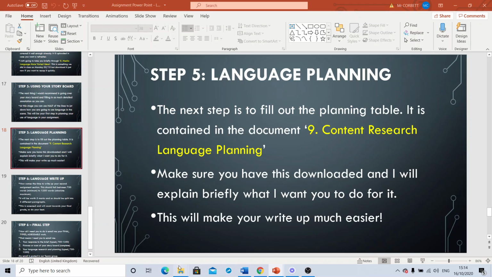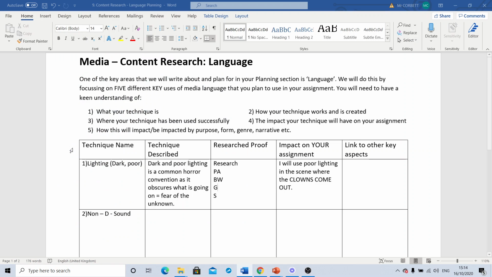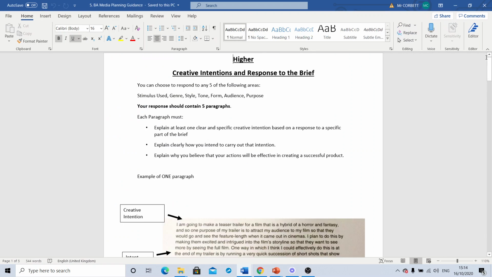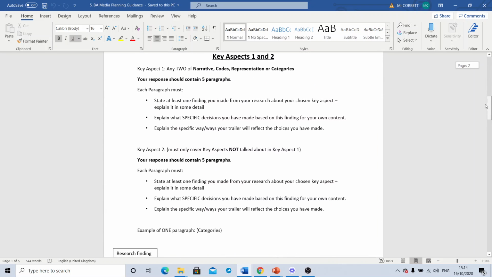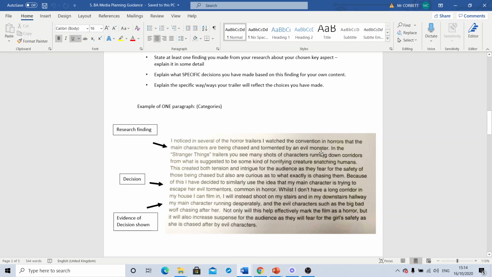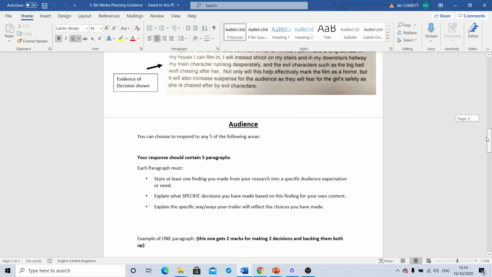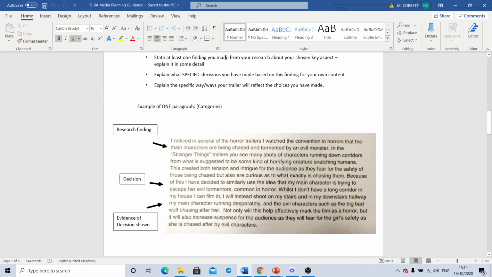For your write-up, I strongly recommend that you revisit BA Media Planning Guidance and NB Media Assignment Guidance because both of them have resources in them which are still very useful. Okay, here we've got our creative intentions, but then down here I think we have language or narrative or something like that. There you go, you have conventions. So we have, oh no, they're in categories. But there you go. It will still give you a good idea of the template.